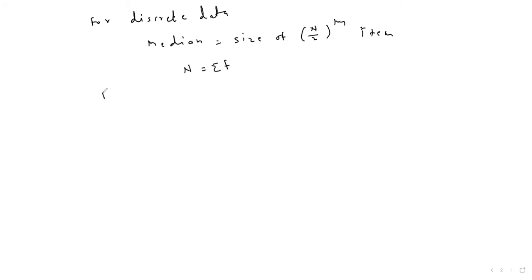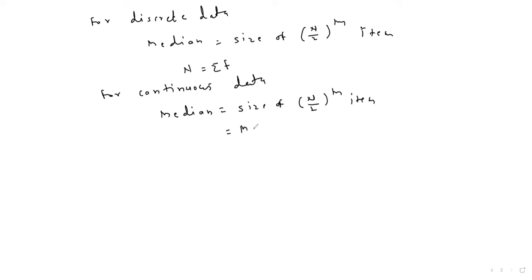For a continuous data set, the first formula is as it is, that is median is equal to size of N divided by 2 th item. Over here we get a median class, not exactly the value, but a class. We call this the median class. And by using this, we calculate median as median is equal to L1 plus (N divided by 2 minus CF) divided by f, into i.